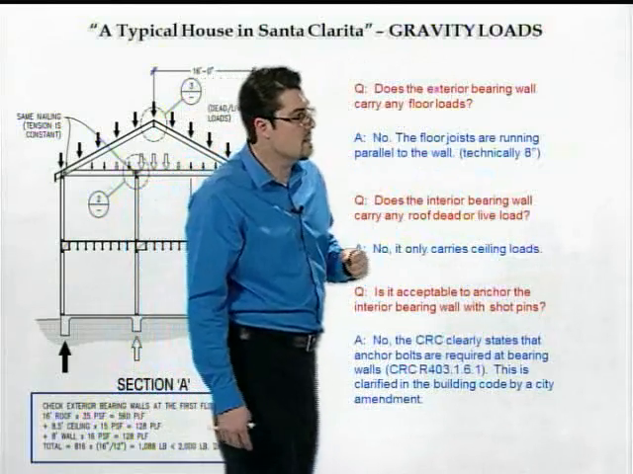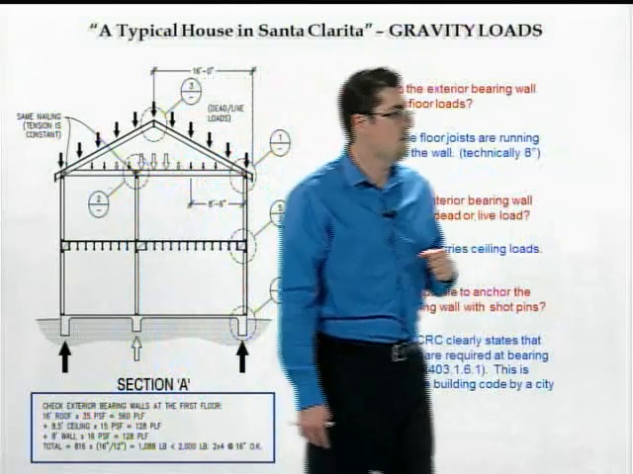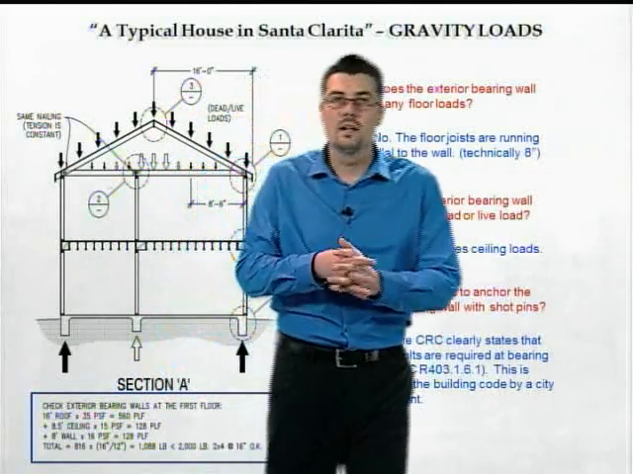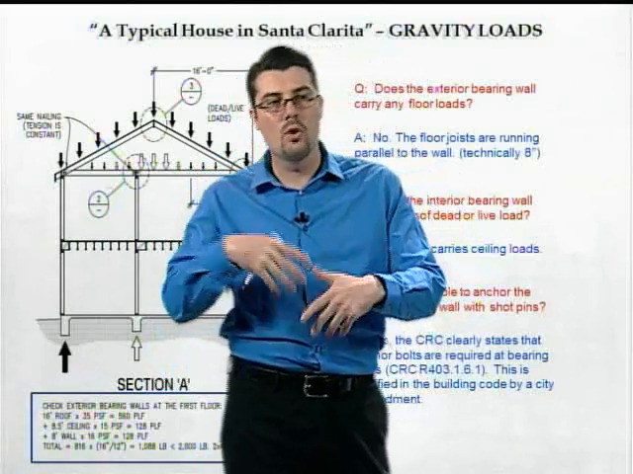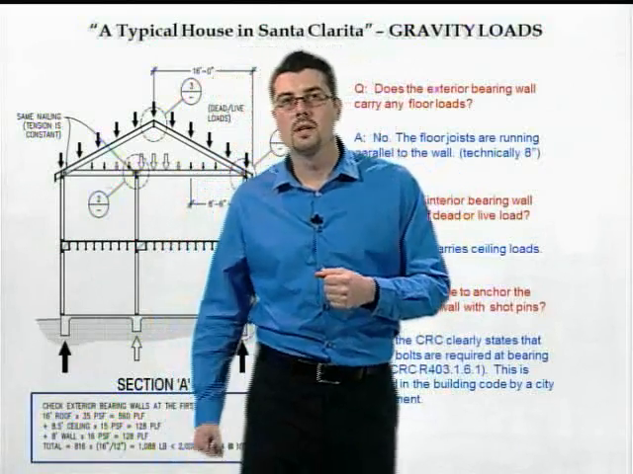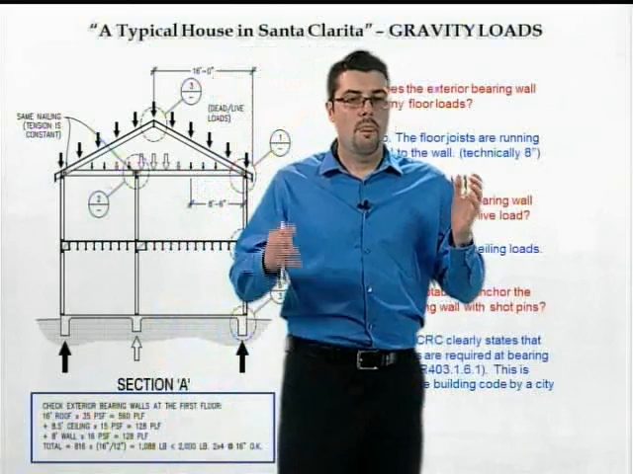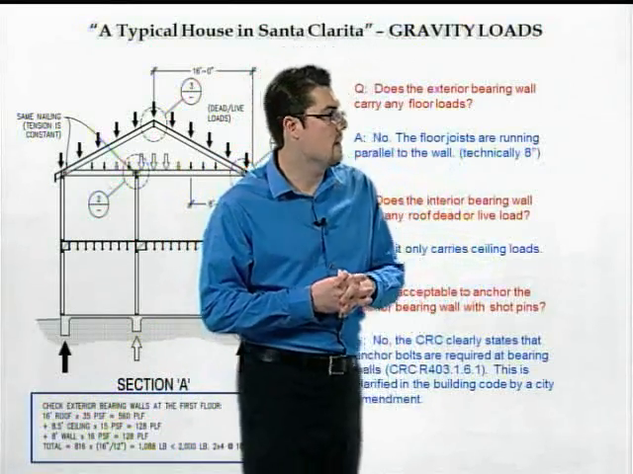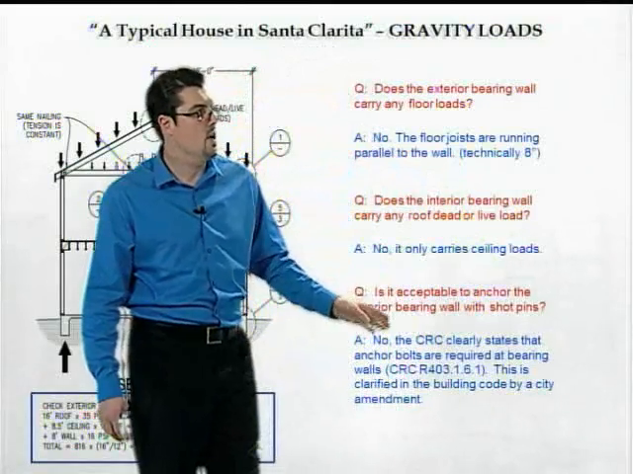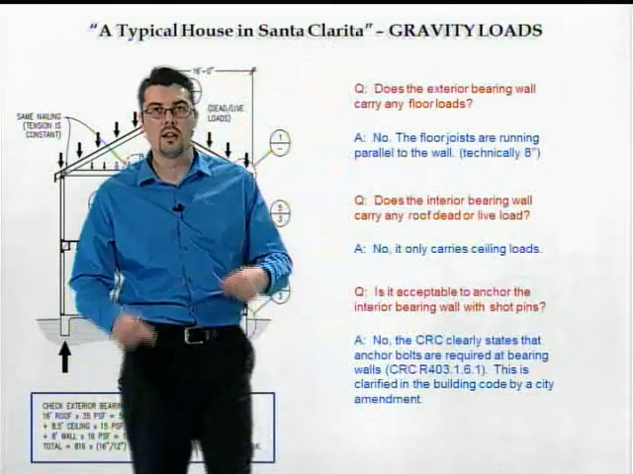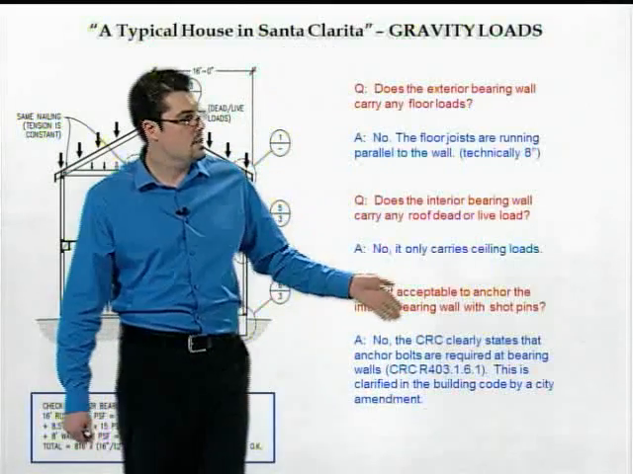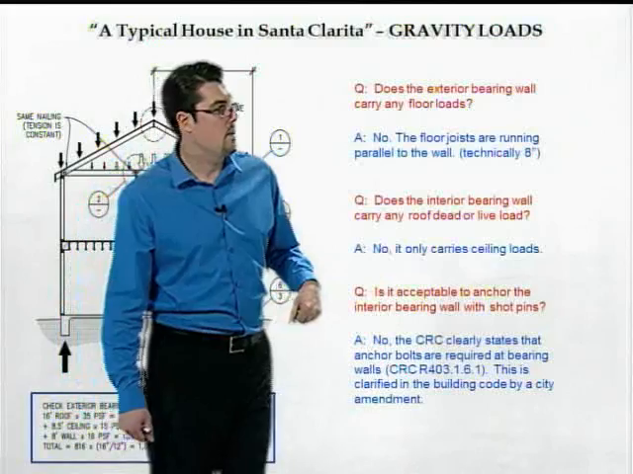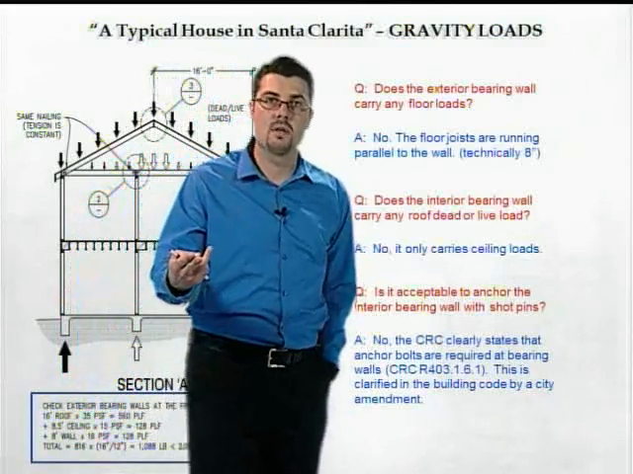And then the last question, is it acceptable to anchor the interior bearing walls with shot pins? This is something that has become more of a problem lately, whether or not you can anchor a bearing wall with shot pins. And the code is very clear, the answer is no. The CRC, which is the California Residential Code, clearly states that anchor bolts are required at bearing walls, and there's the code section for you there. We've also clarified this as a city amendment.